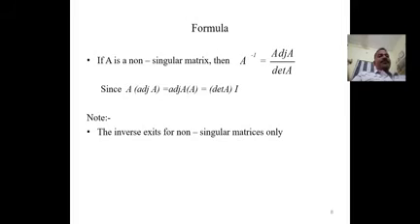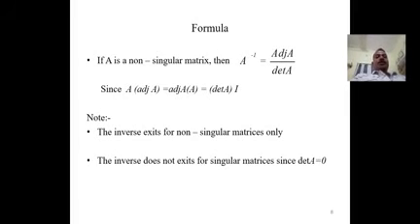Here the determinant of A is in the denominator position, so A must be a non-singular matrix, otherwise the denominator 0 is undefined. The inverse exists for non-singular matrices only. The inverse does not exist for a singular matrix, that is, if the determinant of A is 0.